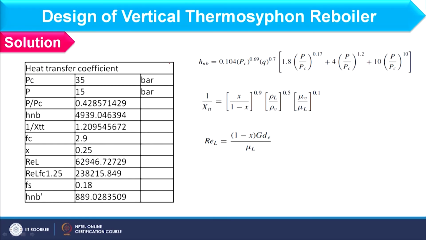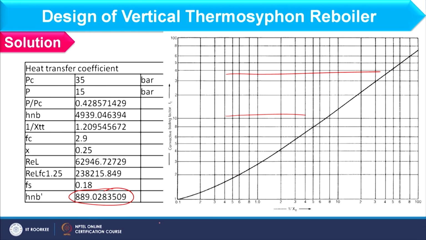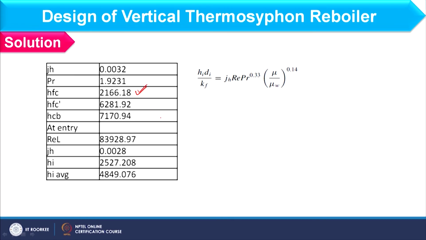Fine. Now, heat transfer coefficient calculations are same as we have discussed in previous example. So, HNB dash you can find out as 889.03 watt per meter square degree Celsius. So, at exit point we have to find out pressure drop due to convective boiling. Okay. So, that we can find out as this. Okay. This is in the similar line as we have discussed in the last example using this expression. Okay. So, HFC dash we can find out like 6281.92 watt per meter square degree Celsius, multiplying HFC with FC. Okay. So, total HCB will be addition of HFC dash plus HNB dash, and value you can obtain as 7170.94 watt per meter square degree Celsius.